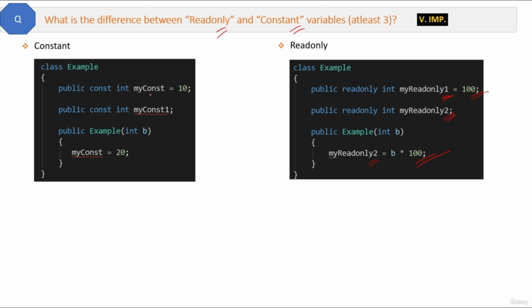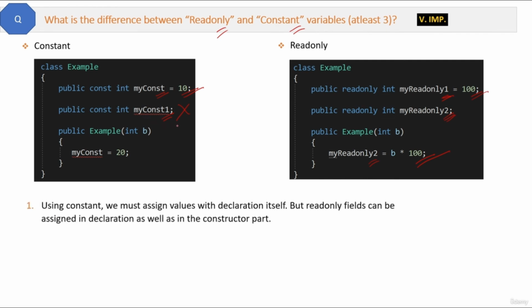Now let's see the constant code. Here we are declaring a const field myConst and assigning a value 10 to it. But when we try to just declare the myConst1 variable with the const keyword, the compiler shows an error. So this is the difference. Using the const keyword, we must assign values with the declaration itself, then and there. But readonly fields can be assigned in the declaration as well as in the constructor part.